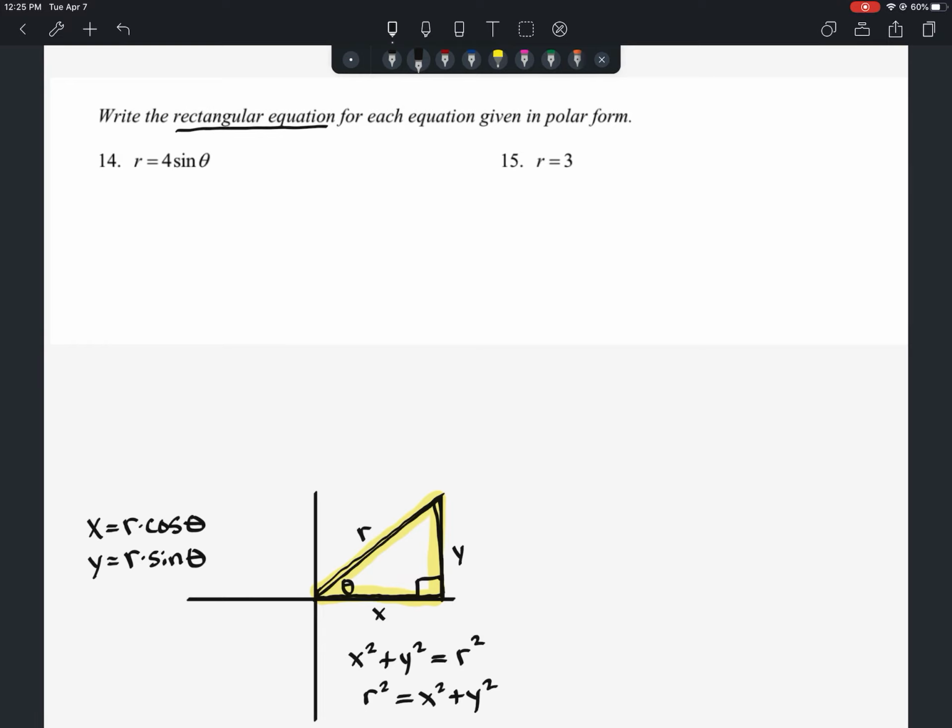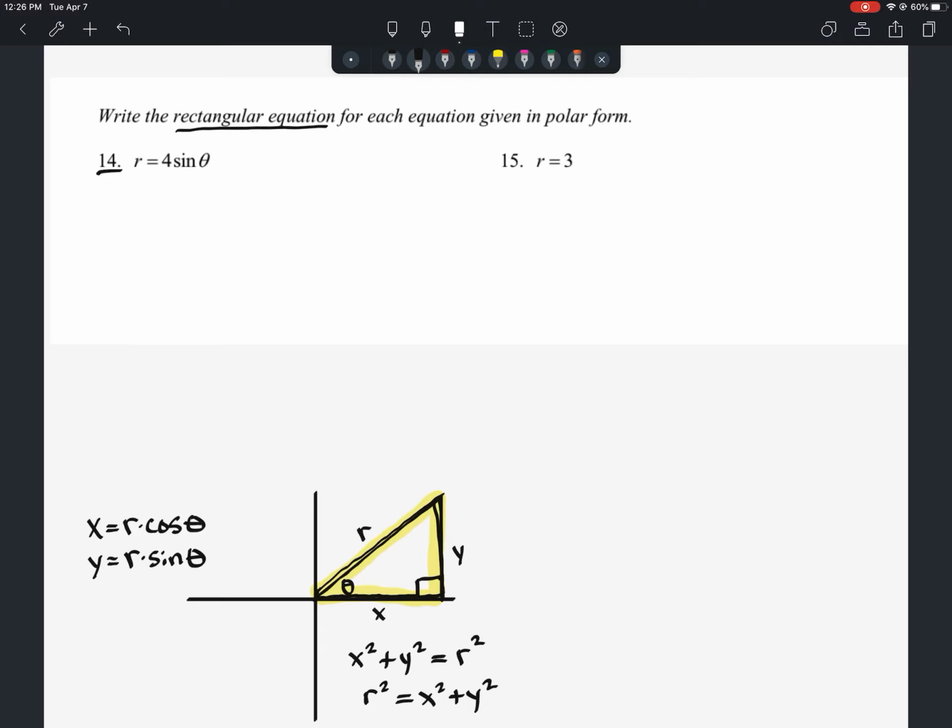So how's that going to help us? Let's look up here above. In number 14, we are given r equals 4 times the sine of theta. I don't really have a way to get the r with my sine. I can't divide by r, because then my r is in the denominator. I can't divide by sine either, because then they're not together.